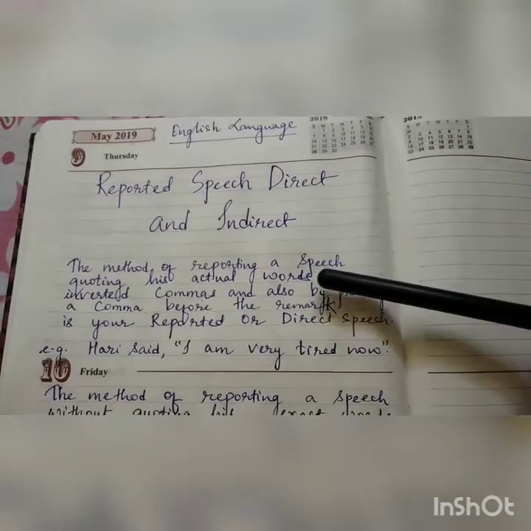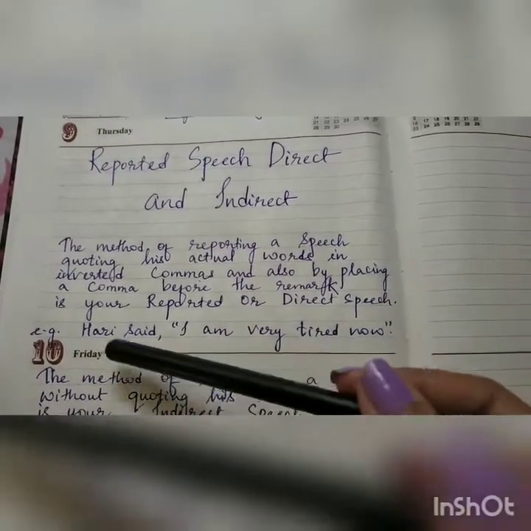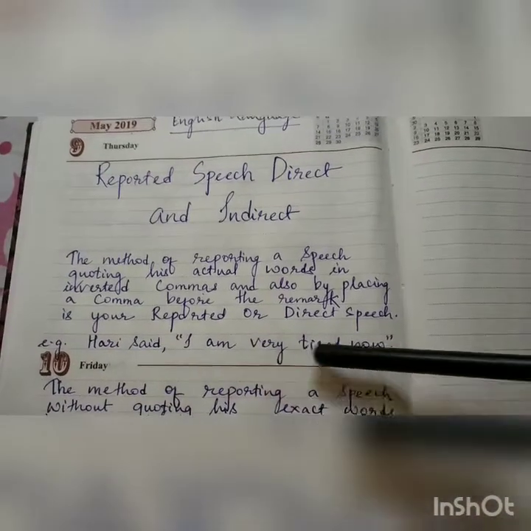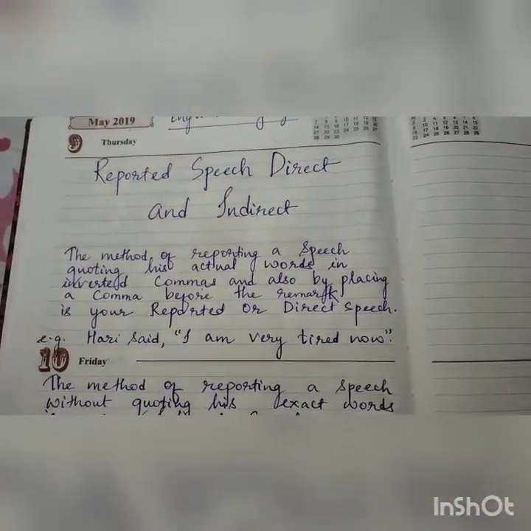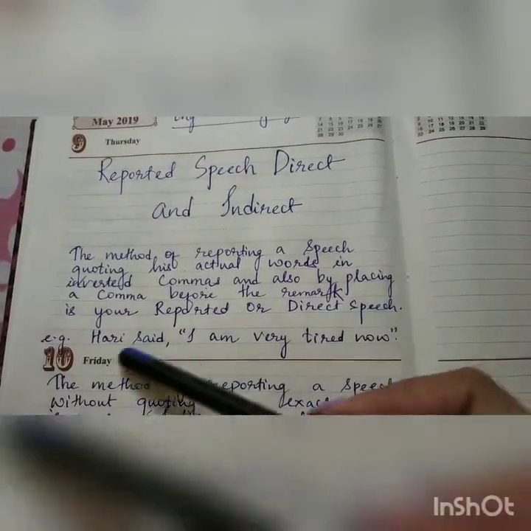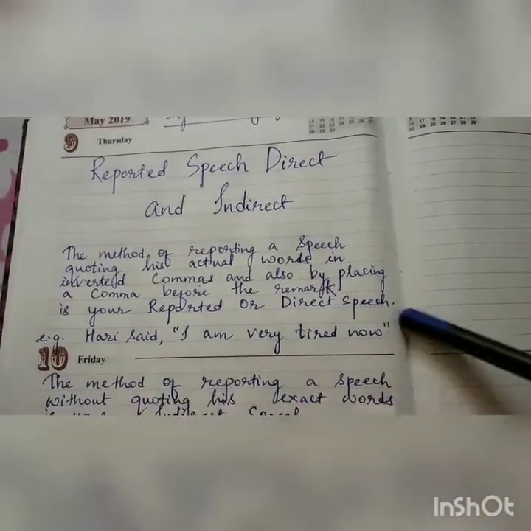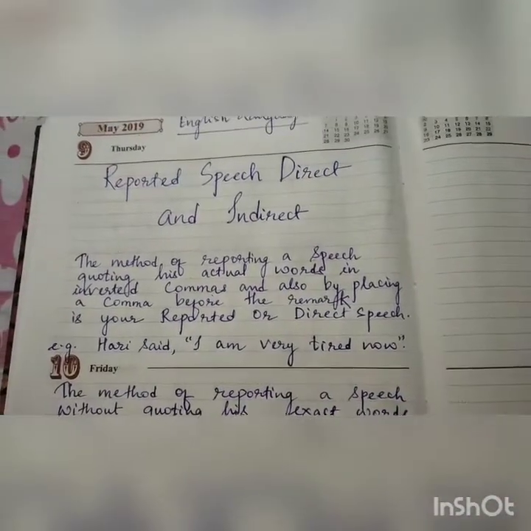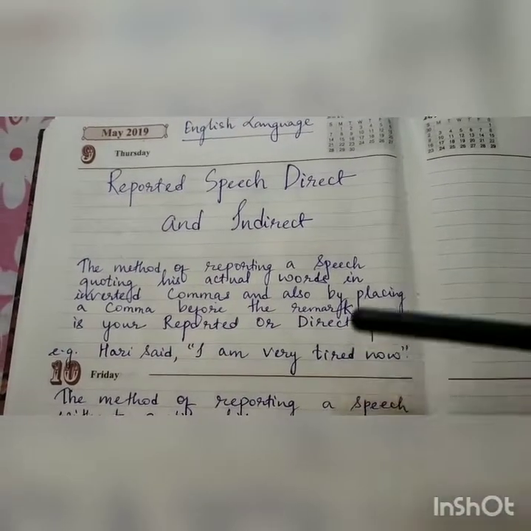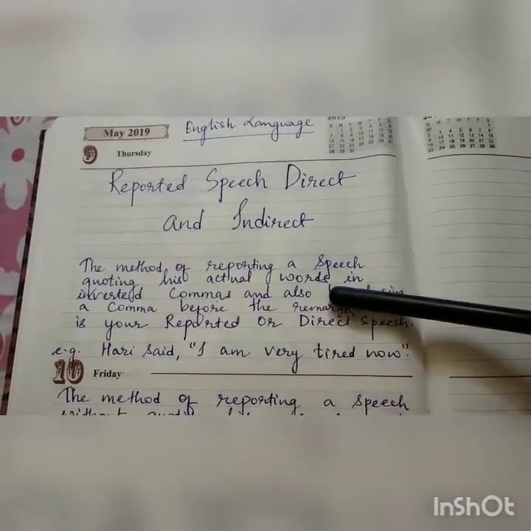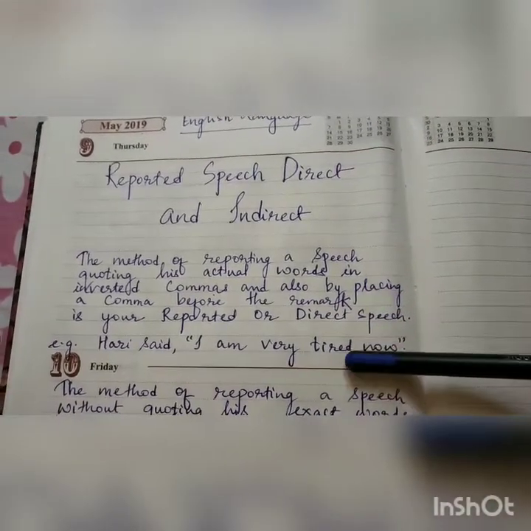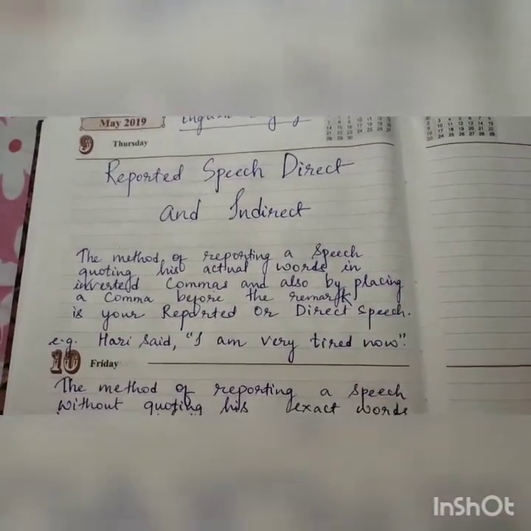Okay, you'll slowly come to know. Now if you look down here, I have given one example, a very simple one. Hari said, "I am very tired now." Now this is your direct speech or reported speech. How do we come to know that it is direct or reported speech? Because in direct speech, you have the actual words in inverted commas.